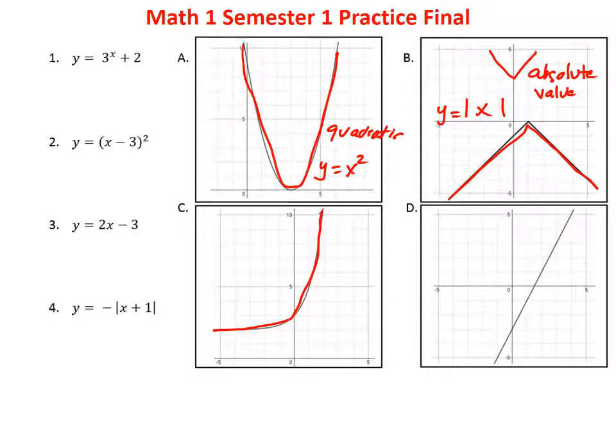Number C has a function that is constantly increasing. You'll also see them decreasing. This is the one that's called the exponential. It's designated because the x is actually in the exponent.